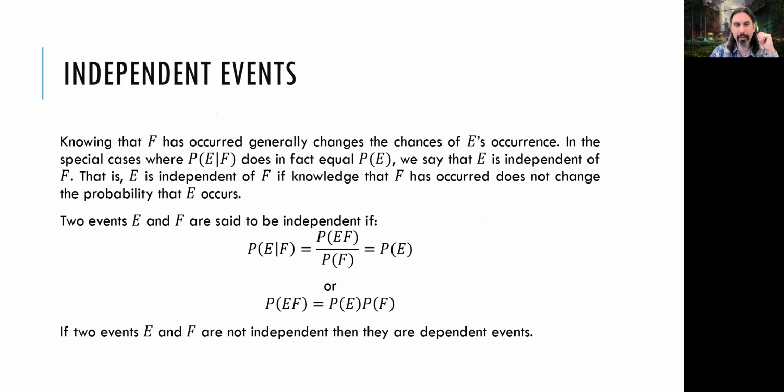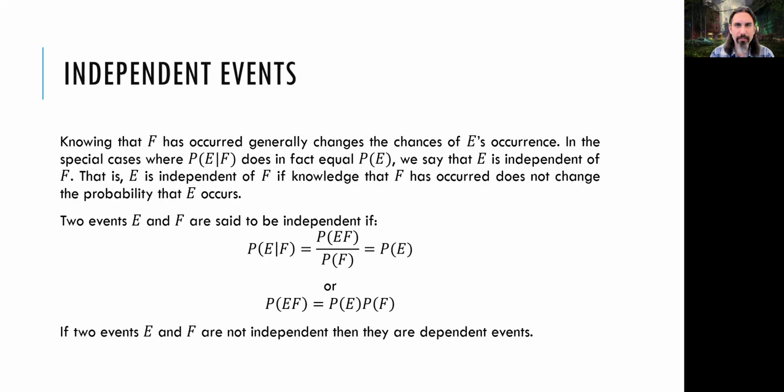So, independent events. Knowing that F has occurred generally changes the chances of E's occurrence. Now, this part is about two events affecting or not affecting each other in case of independence. In special cases where P(E given F) does in fact equal P(E), the conditional probability doesn't change the real probability. This means that F is not affecting E, no effect at all.